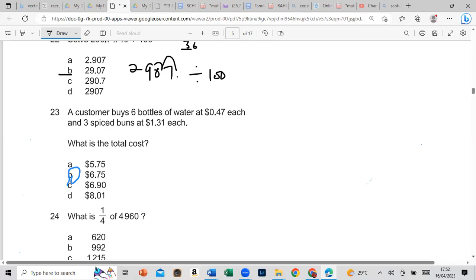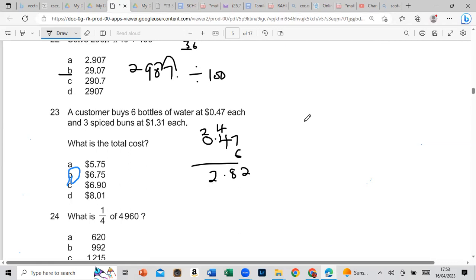I got B. All right, so waiting on the others. Number 23, and then we move to 24. All right, so we multiply by 6. 6 times 7 is 42. 6 times 4 is 24, and that's 28, so we carry the 2. So that's 2.82. That's the total cost for the water.